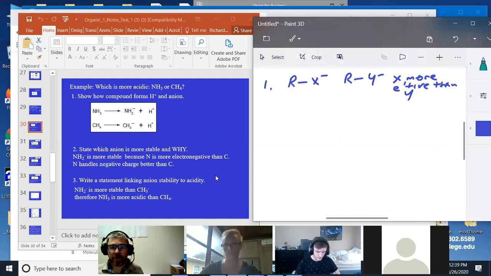All right, so that's our first scenario. And whichever one has the more electronegative atom with the negative charge, that is going to be the more stable. That's going to be the more stable anion. Does anybody have any questions so far?